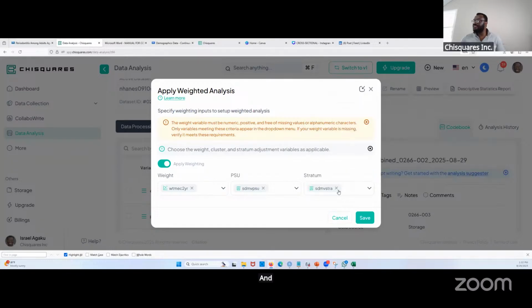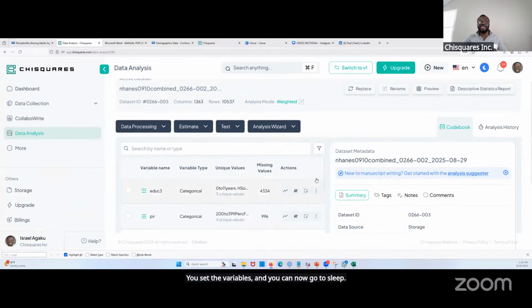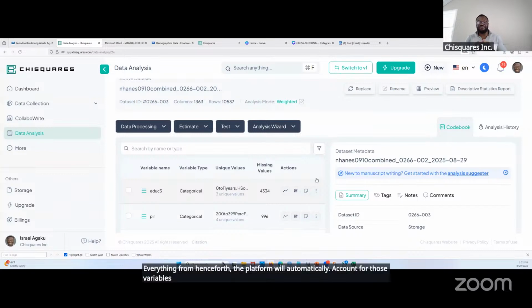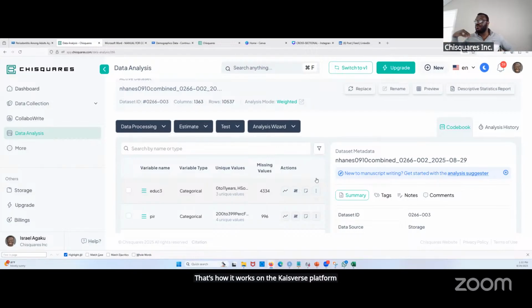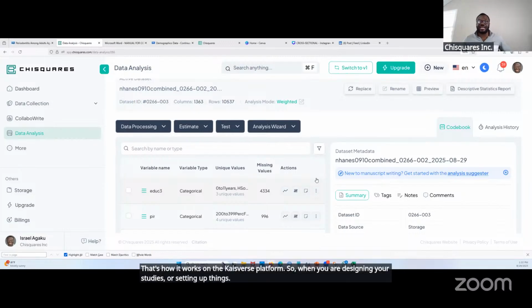And this is all you have to do. It's that simple. You set the variables and you can now go to sleep, and everything from henceforth, the platform will automatically account for those variables in the complex design in the analysis. You don't have to do any other thing. That is all. That's how it works on the Chi-Squares platform. So when you are designing your studies or setting up things, everything will be accounted for accordingly.